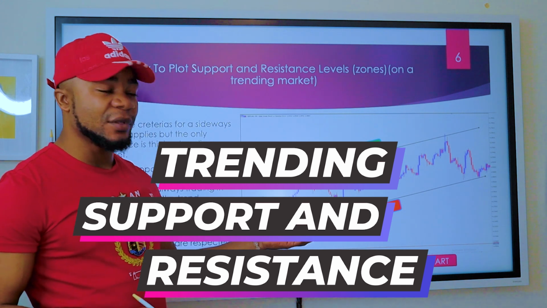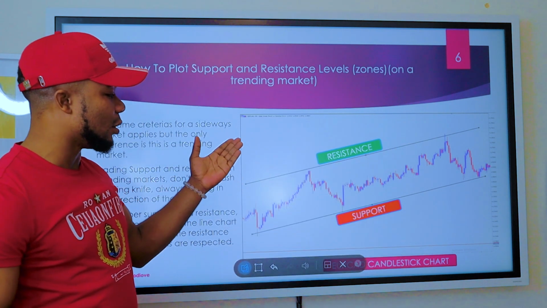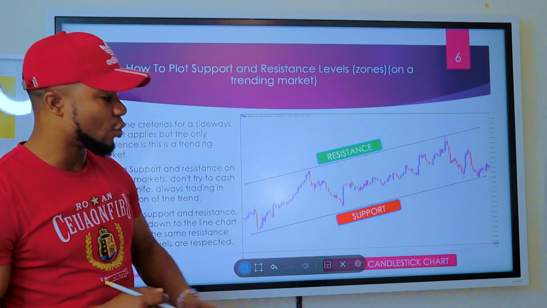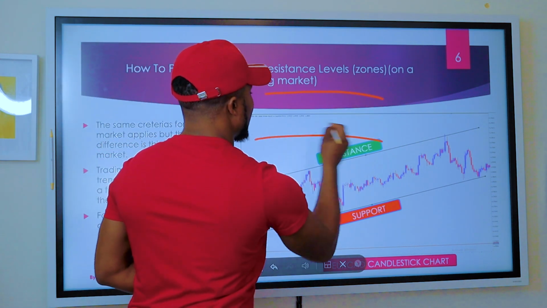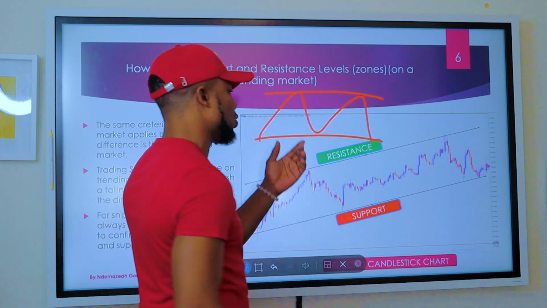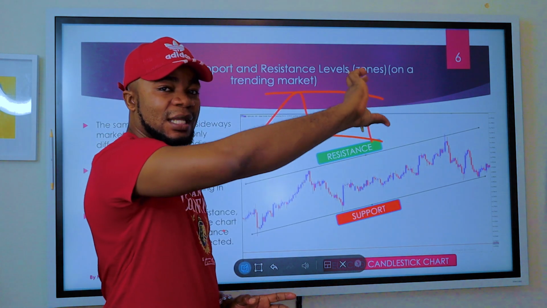Which is the same thing we have here. You can see this is a typical example, a typical chart of Euro Canadian dollar. And here, instead of having our support and resistance as typical as what they always say, we instead have it in a trending market.